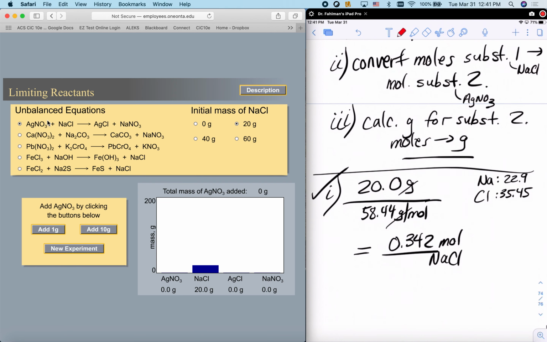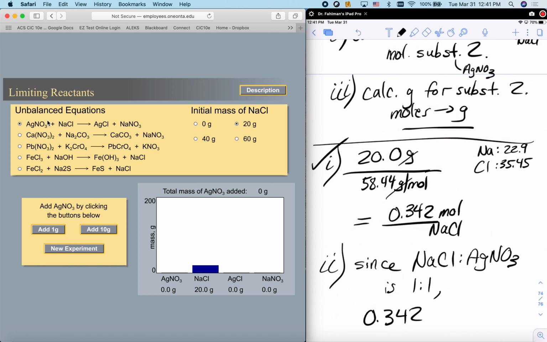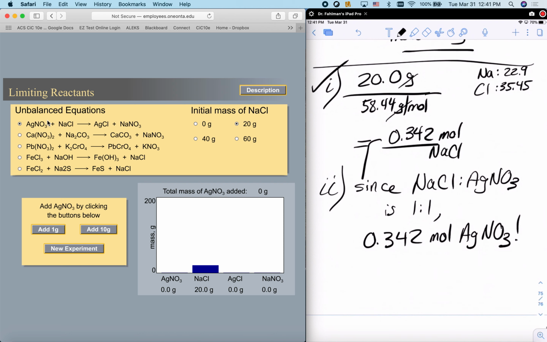Okay, so step 2 then is, since NaCl to silver nitrate is 1-to-1, then you have 0.342 moles of silver nitrate. So the same number.